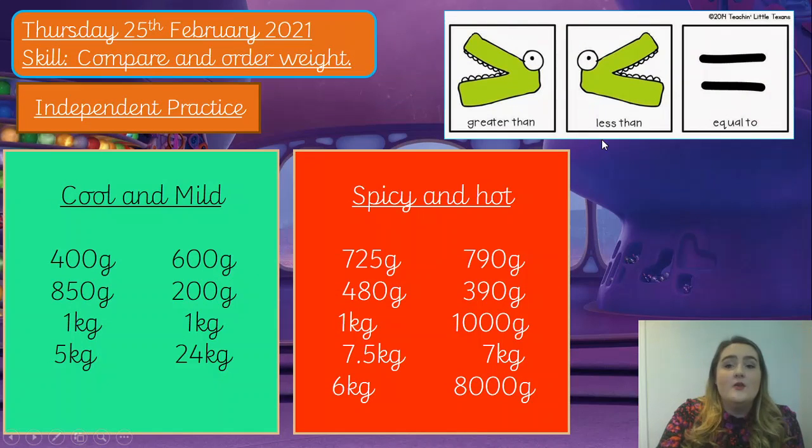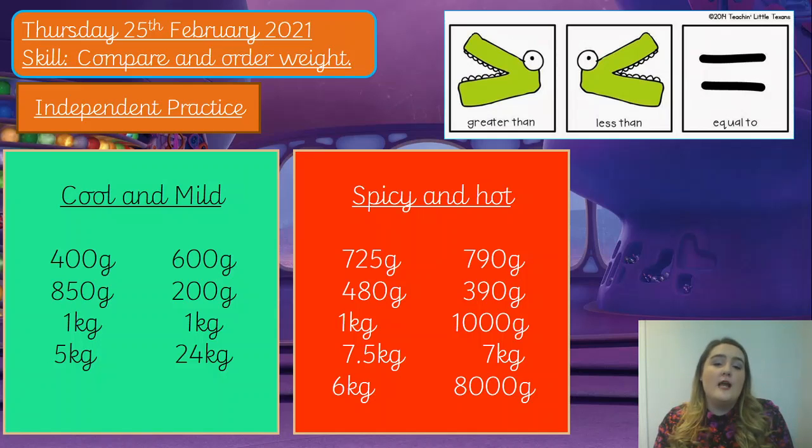You have also got the symbols up here to help you, okay? So if you don't just want to refer back to in your book where you recorded these, you can have a look at these too. And I would like you to choose your challenge, whether you're doing cool and mild or spicy and hot. And I would like you to pause the video and complete these questions now, please.